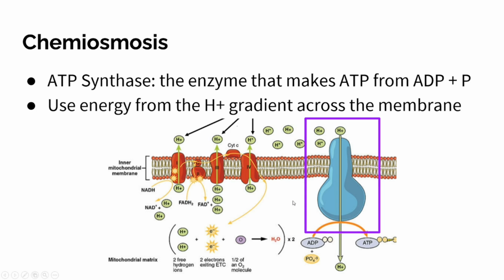So this next part, which is called chemiosmosis, ATP synthase, the enzyme that makes ATP from ADP plus a phosphate, uses energy from the proton gradient across the membrane. As these protons pump through here, every single time a proton goes through, ADP plus a phosphate turns into ATP. So ATP synthase synthesizes ATP. It's kind of like in the name, right?